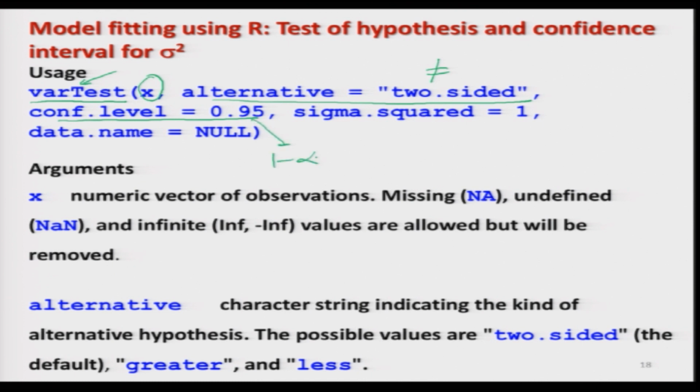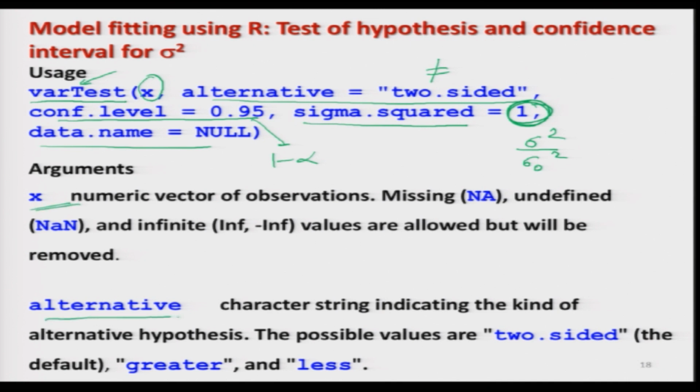And again you have to give the confidence level, which is 1 minus the level of significance alpha. And then you give the ratio of sigma squared upon sigma naught squared, so you have to be careful about that. Then you give the data name, which we are not using because we are supplying the data directly, otherwise you can give it. So, that is what I am trying to explain here.